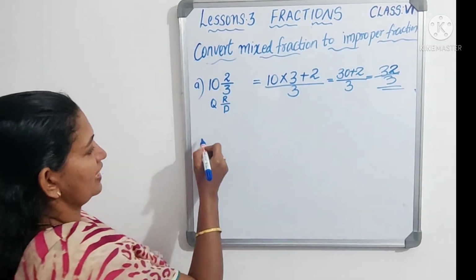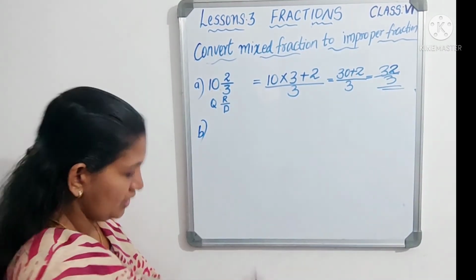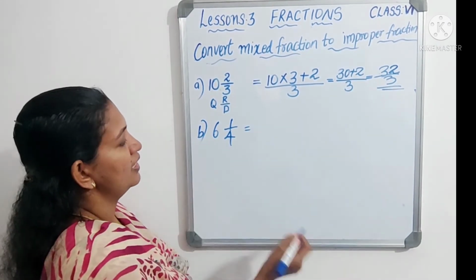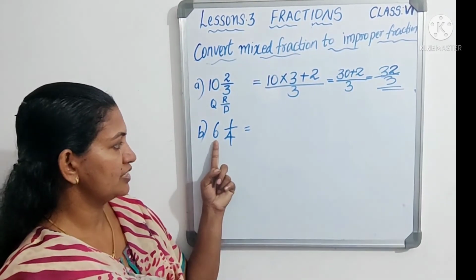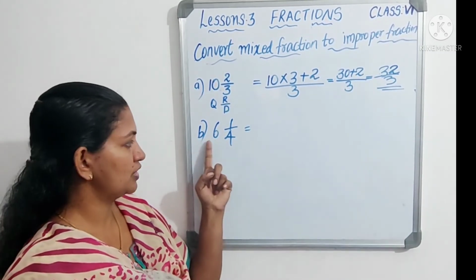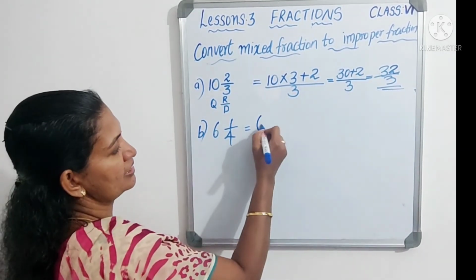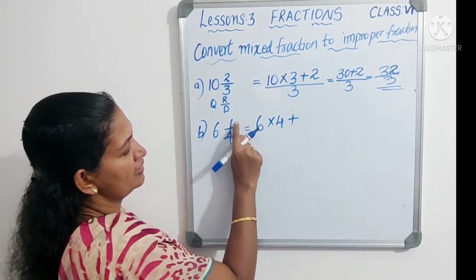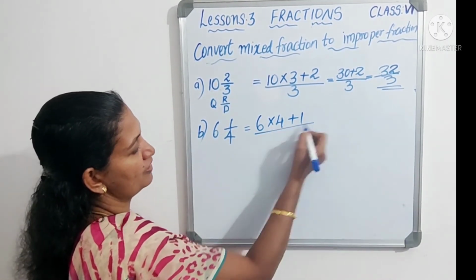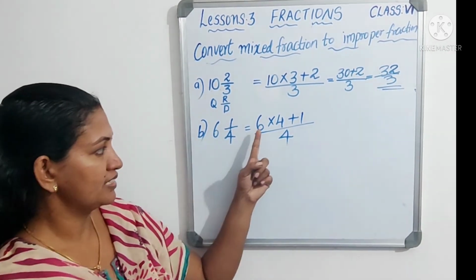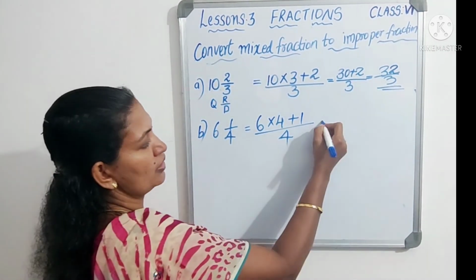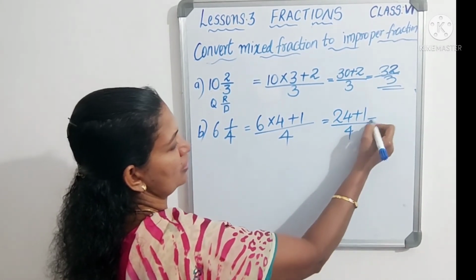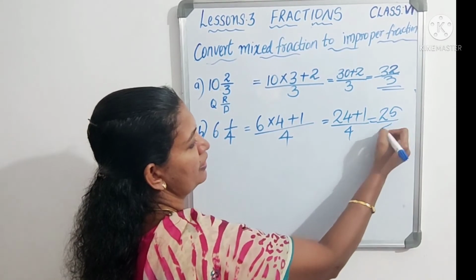Okay. Next, second question, 6 1/4. We know that this is the whole number and this is the fraction. So this whole part, that is 6, multiplied with the denominator, 6 into 4, then add the numerator, all divided by the same denominator. That is, 6 4s are 24. 24 plus 1 divided by 4 is equal to 25 by 4.